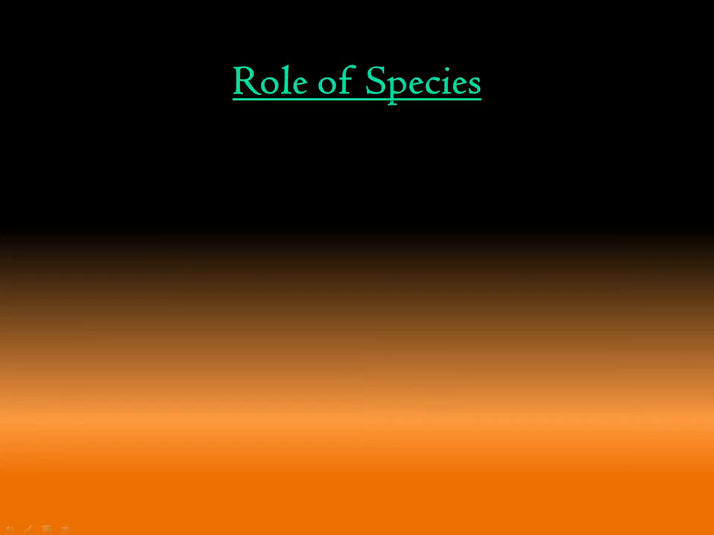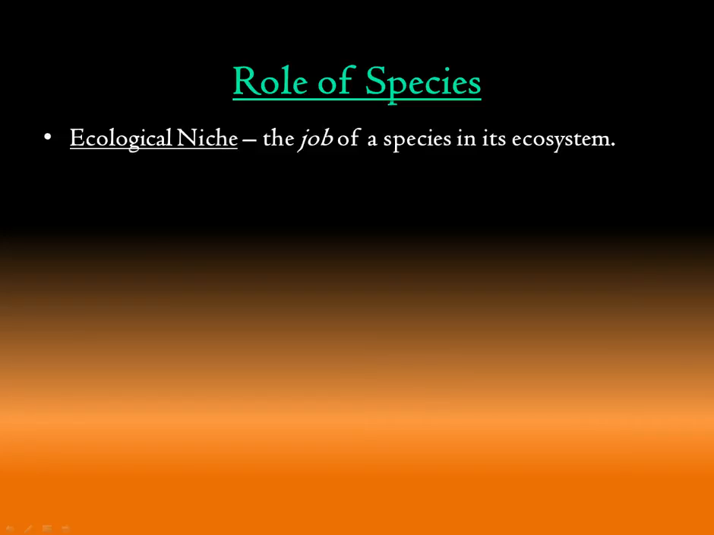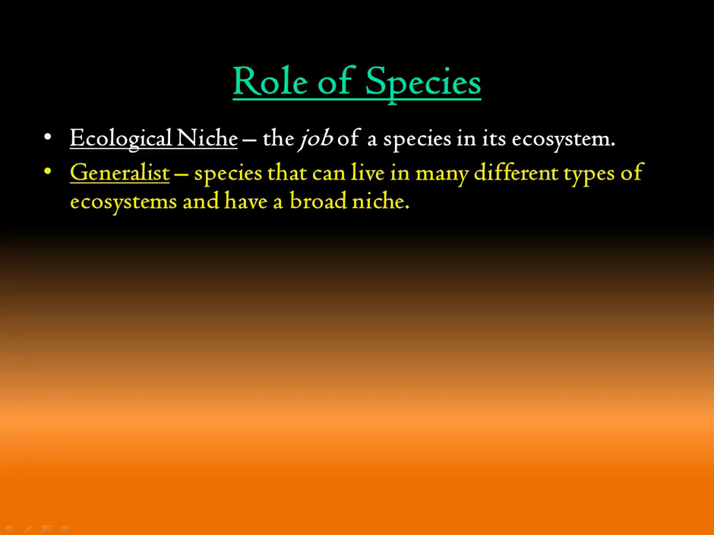Role of species, your niches, something you've learned since junior high. An ecological niche is the job of a species in its ecosystem. A bee is a pollinator, that's its niche. Mosquitoes: population control, spreads disease, that's its niche. Generalist species. We are generalists. Humans can live anywhere on Earth in any type of climate. We do well, but we also have the intelligence and technology to survive. But there are other generalists, such as the cockroach. They have a very broad niche. Their niche can be fulfilled in any biome they go to.